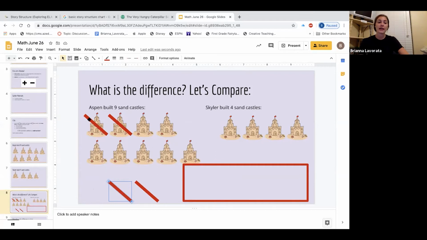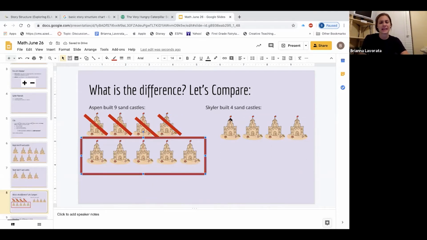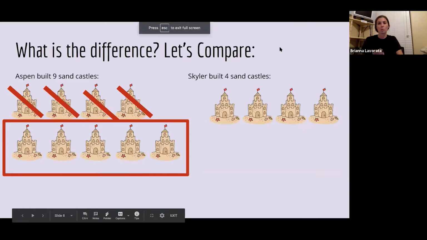Okay, so 1, we have an X here, the first one. We have our second sandcastle crossed out. I'm going to cross out a third and fourth. Okay, so now I have 4 sandcastles crossed off, which 4 of those sandcastles represent Skylar's of Aspen's. So now I'm left with this amount right here, right? I got rid of all of Skylar's sandcastles that she built on Aspen's, right? So 1, 2, 3, 4, 5. Let's go to the next slide and see what my number sentence is going to look like.